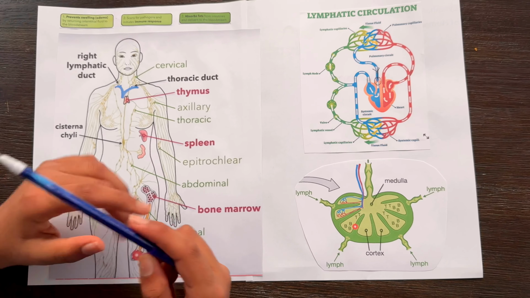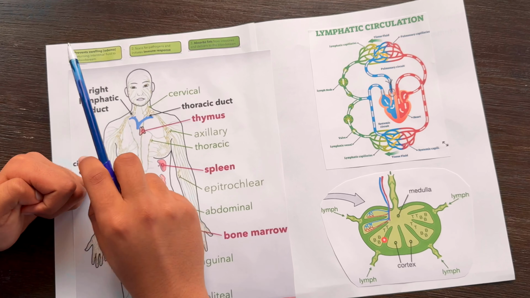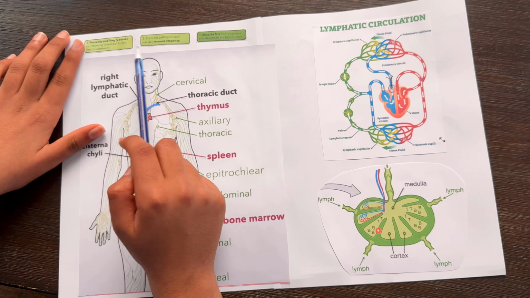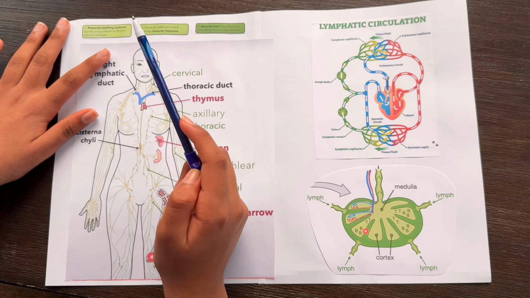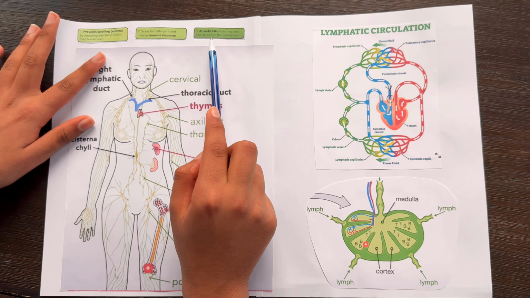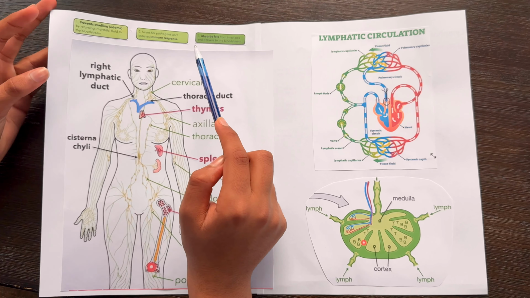In conclusion, the lymphatic system is used to prevent swelling, used in cases of defense for the immune system, and lastly is used to absorb fat or excess fat in the body.